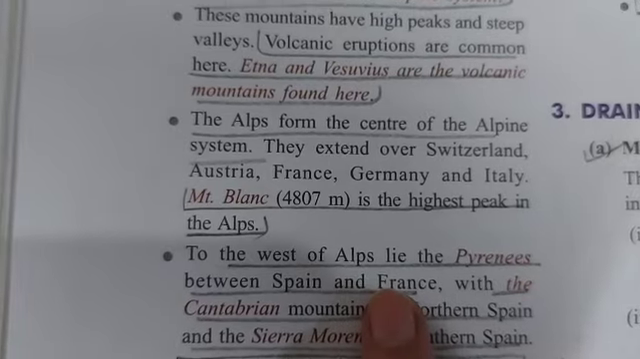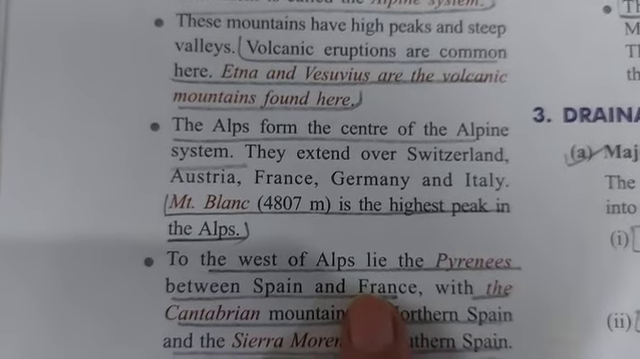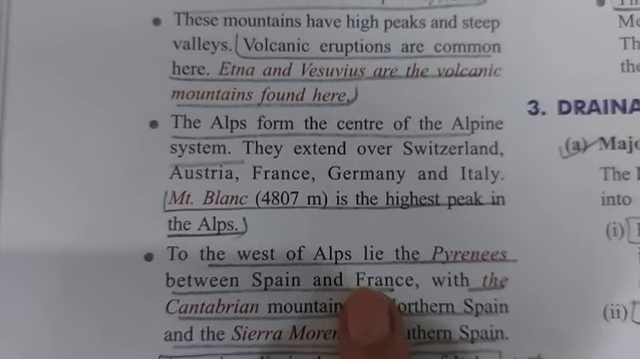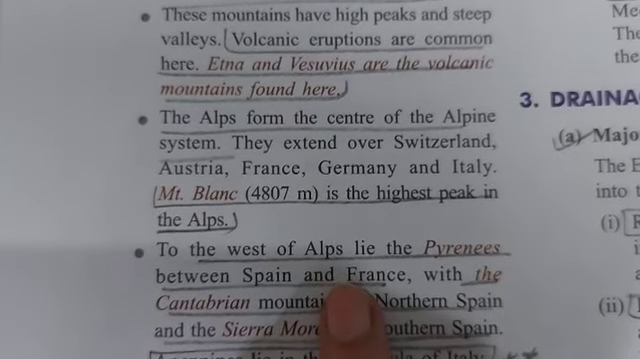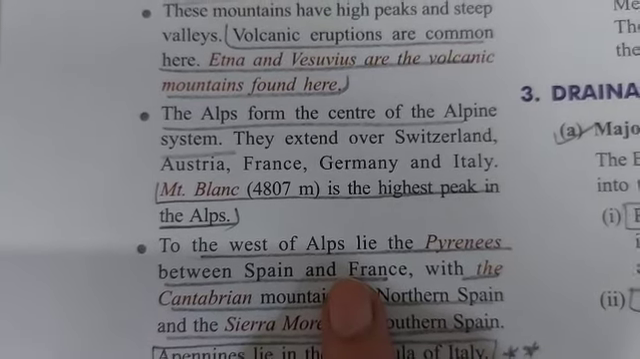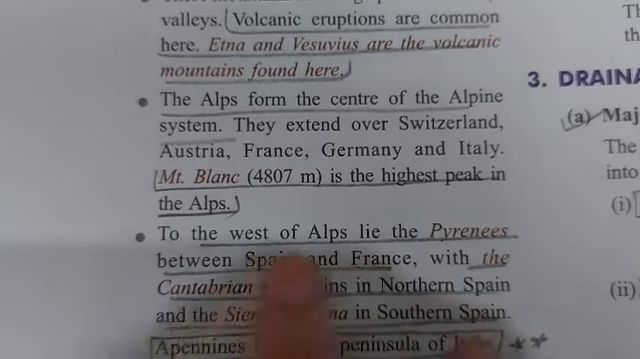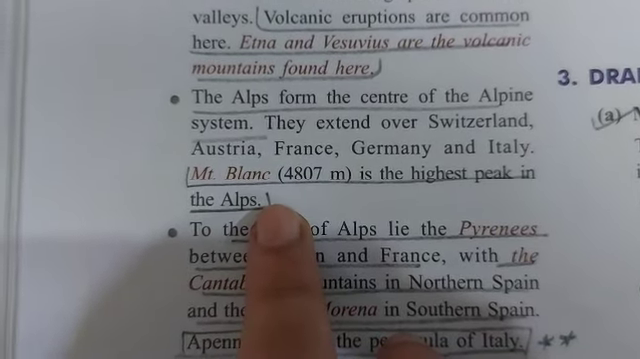The Alps form the center of the Alpine system. They extend over Switzerland, Austria, France, Germany, and Italy. Mont Blanc, 4807 meters, is the highest peak in the Alps. This becomes important. Mark it.